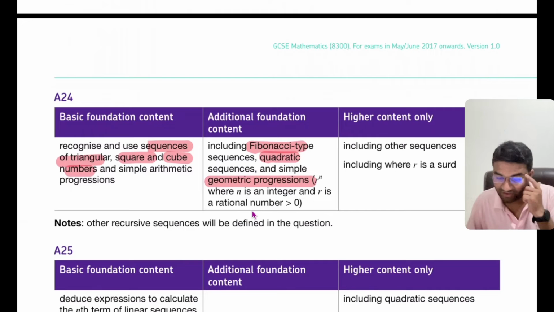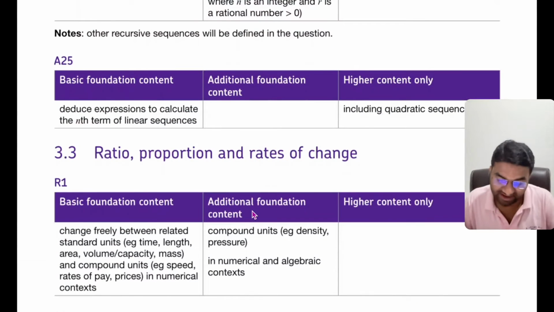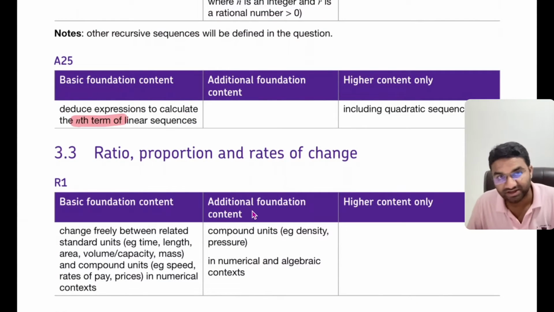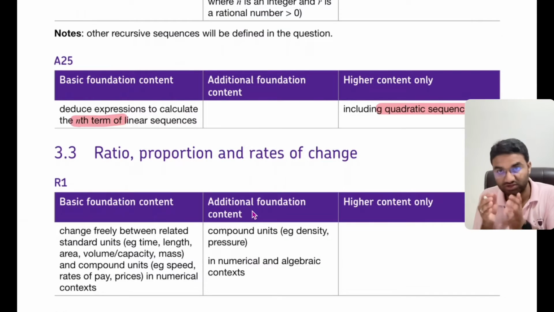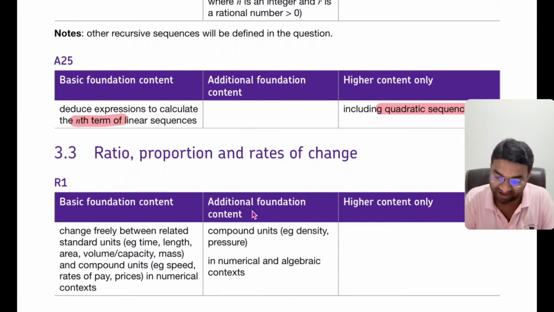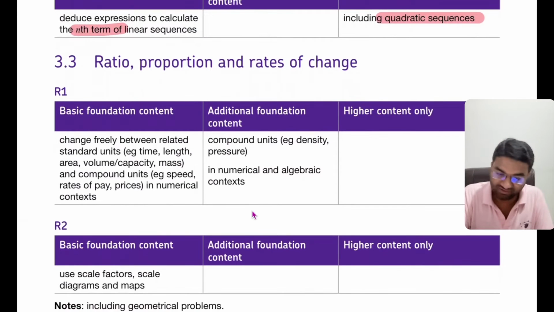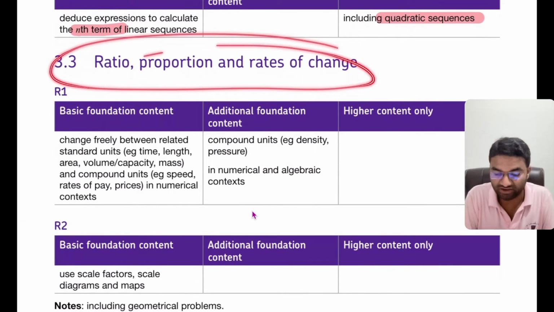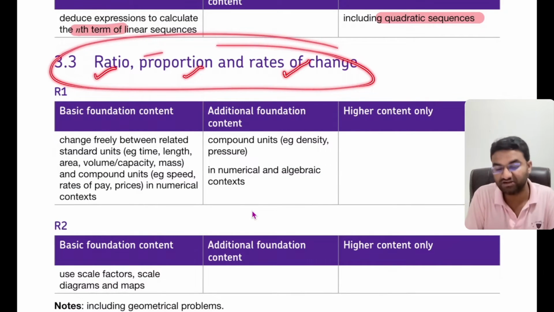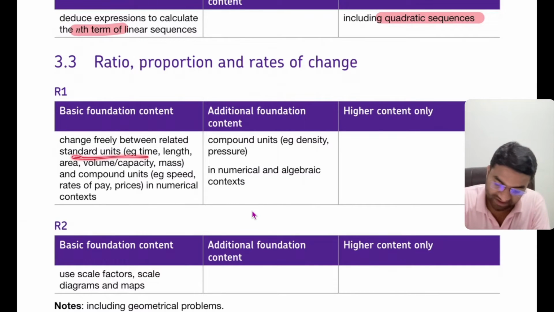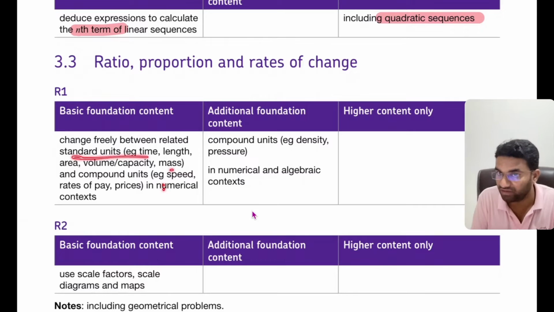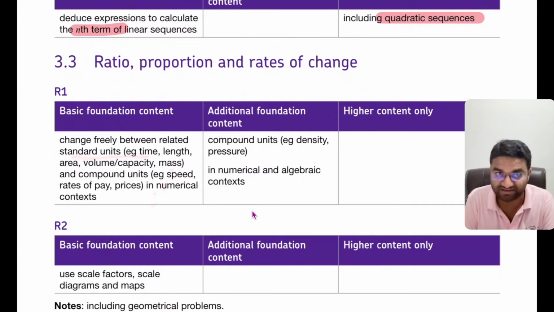All right, so then next, we have to deduce the expression to calculate the nth term of the linear equation. Even for higher grade students, the quadratic sequence part is also there. Then we have the third topic, that is ratio, proportion, rate of change. For ratio, proportion and rate of change, you have standard units: time, length, volume, area, mass, capacity.